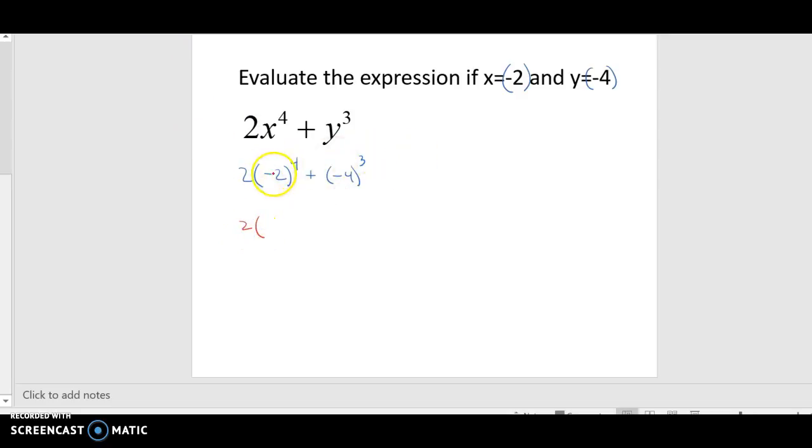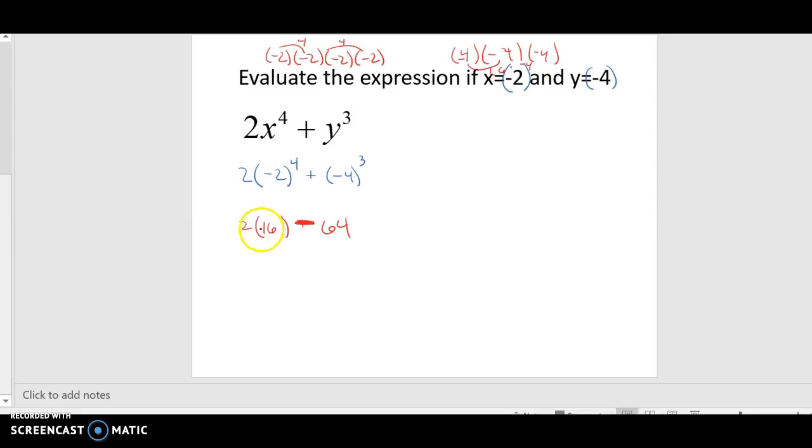So this becomes 2 times, what is negative 2 to the fourth going to be? Negative 2 times negative 2 times negative 2 times negative 2. I like to multiply in twos, so negative 2 times negative 2 is 4. Negative 2 times negative 2 is 4. 4 times 4 is 16. Plus negative 4 to the third. So negative 4 times negative 4 times negative 4. What is 16 times negative 4 going to give you? It's going to give you negative 64, so we're going to do minus 64 here.